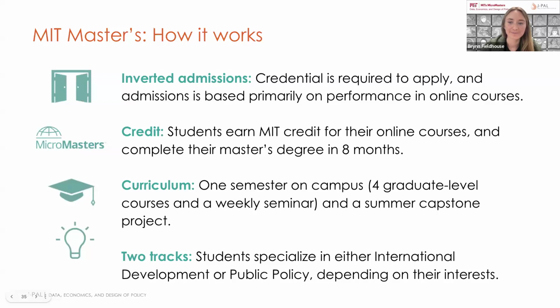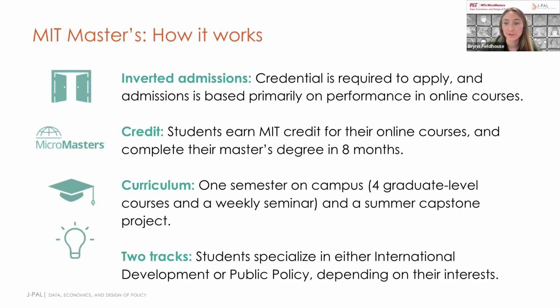So how does it work? As I said, we have an inverted admissions program, so only those who complete the MicroMasters credential are eligible to apply. There's no prior degree required to apply, and admissions is primarily based on your performance in the MicroMasters courses. Students will earn MIT graduate credit for their online courses, which allows them to complete their full master's degree in just 8 months, which is pretty fast compared to other similar programs.